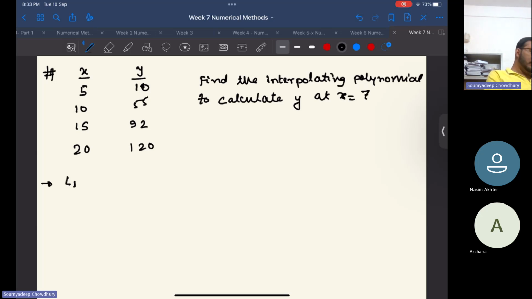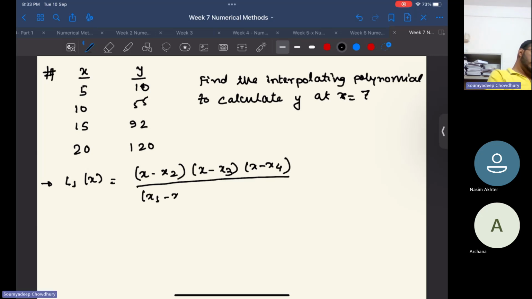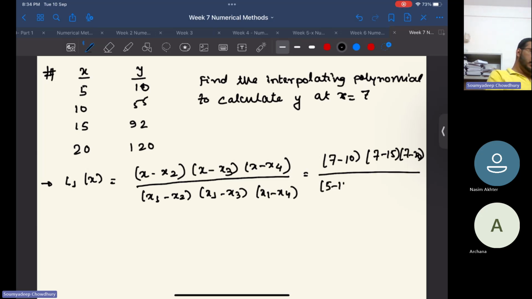So the first step here will be to find out L1. First I'll write in terms of L1 of x. What will be L1 of x? i is 1, right? So 1 will be missing. x minus x2, x minus x3, like this up to x minus x4, by x1 minus x2, x1 minus x3, x1 minus x4. So what is x here? x is given as 7, right? So at 7 you have to find out. 7 minus 10, 7 minus 15, 7 minus 20 by 5 minus 10, 5 minus 15, 5 minus 20. So this will come around 0.416.